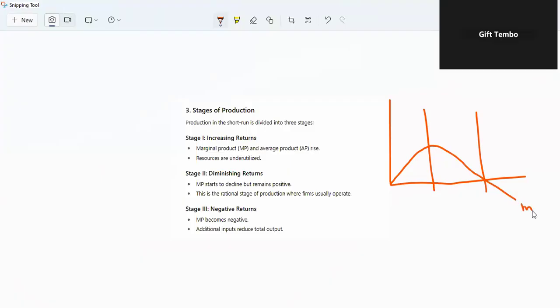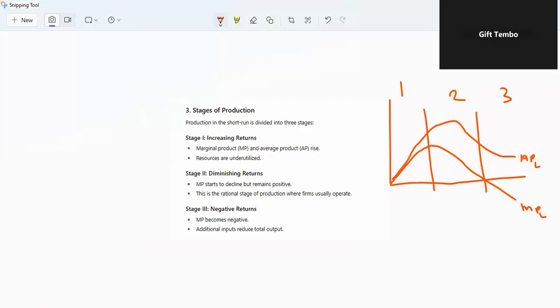Okay, the marginal product of labor. Then in stage two, the marginal product begins to decline, but remains positive. In stage three, the marginal product of labor becomes negative. So this is stage one, stage two, and stage three. The average product is increasing in stage one. In stage two, it is still rising. Okay, in stage three, it will fall. So this is the average product of labor. So this is how the curves will look like.